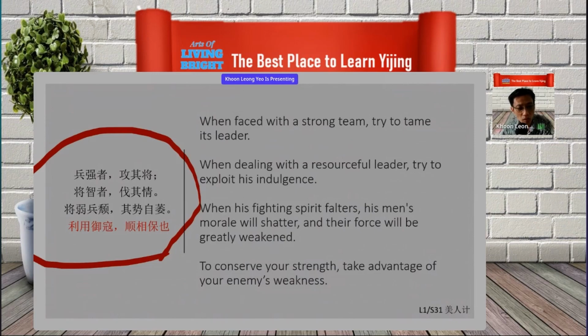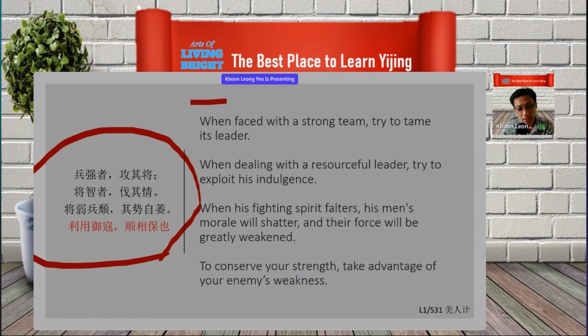So 将若兵兔其实自卫，利用御寇顺向保也. Now, loosely translated on the right side in English: When faced with a strong team, try to tame the leader. When dealing with a resourceful leader, try to exploit his indulgence. Indulgence means the emotion part. When his fighting spirit falters, his men's morale will shatter and their force will be greatly weakened. So to conserve your strength, take advantage of your enemy's weakness.